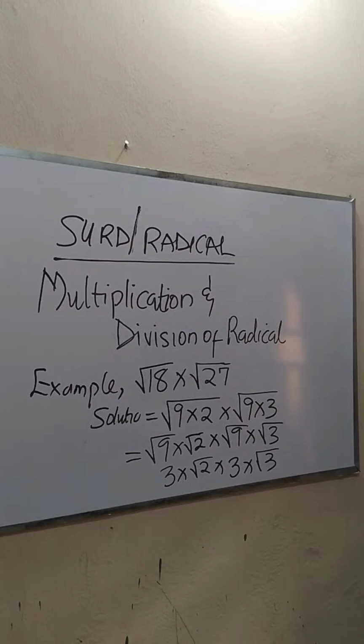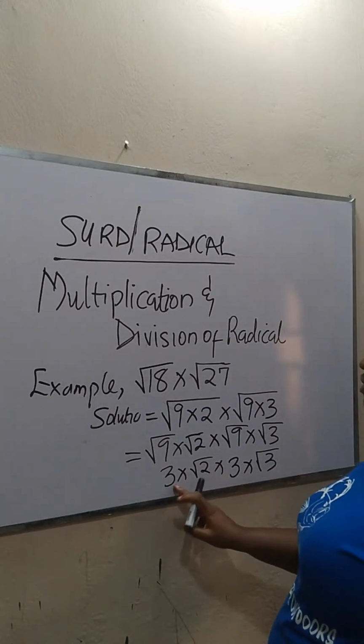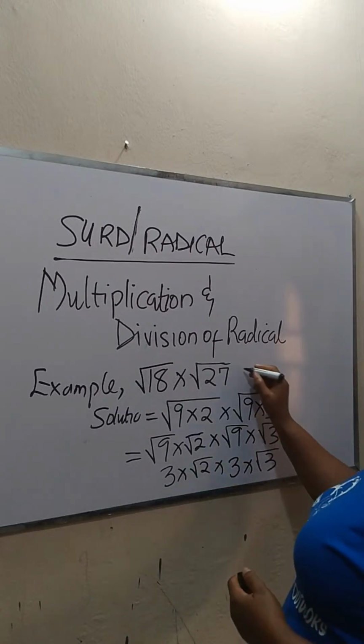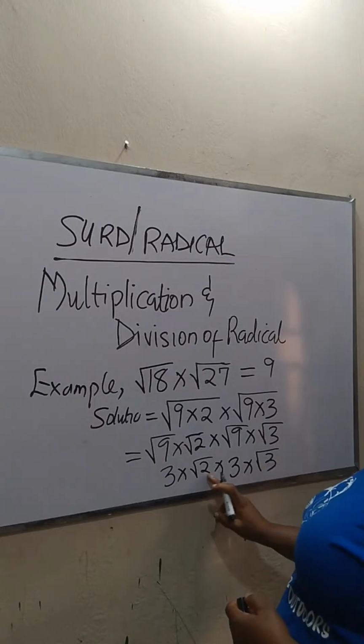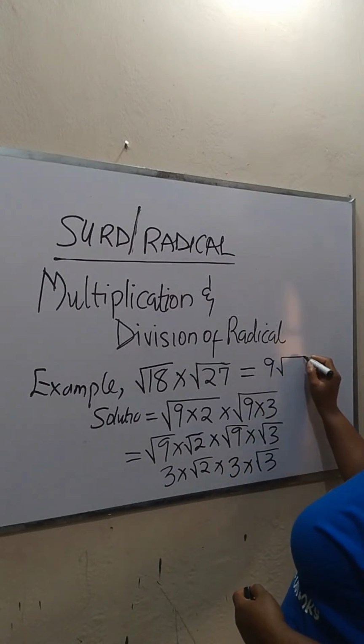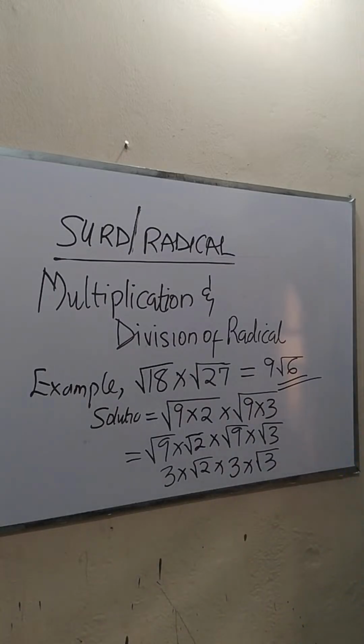So let me continue so that you see how I concluded the solution to the question. Here we have 3, we have 3. 3 times 3 will give us 9. 2 times root 2 times root 3 will give us root 6. And that is the answer to the question.